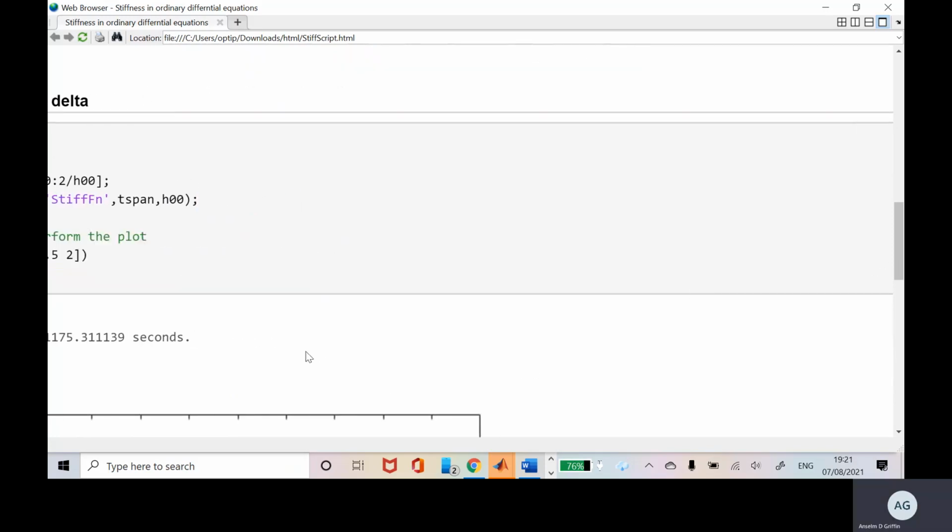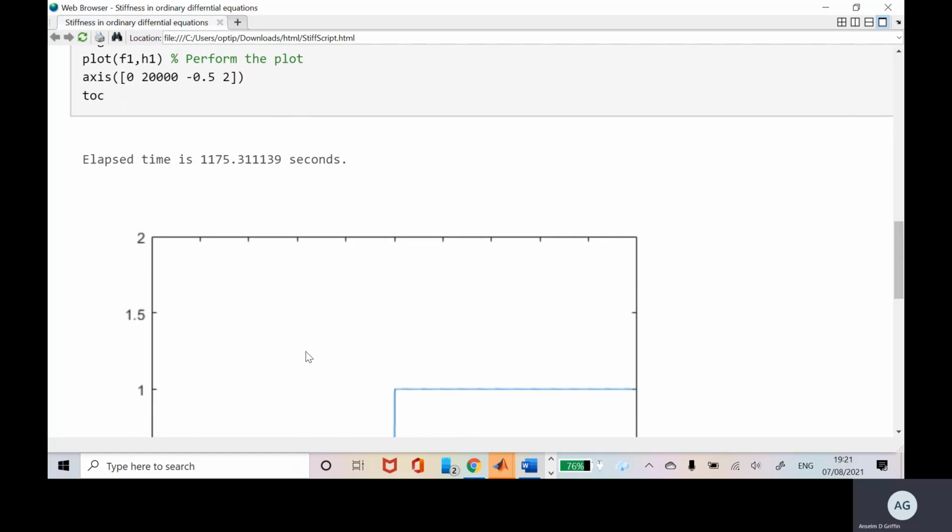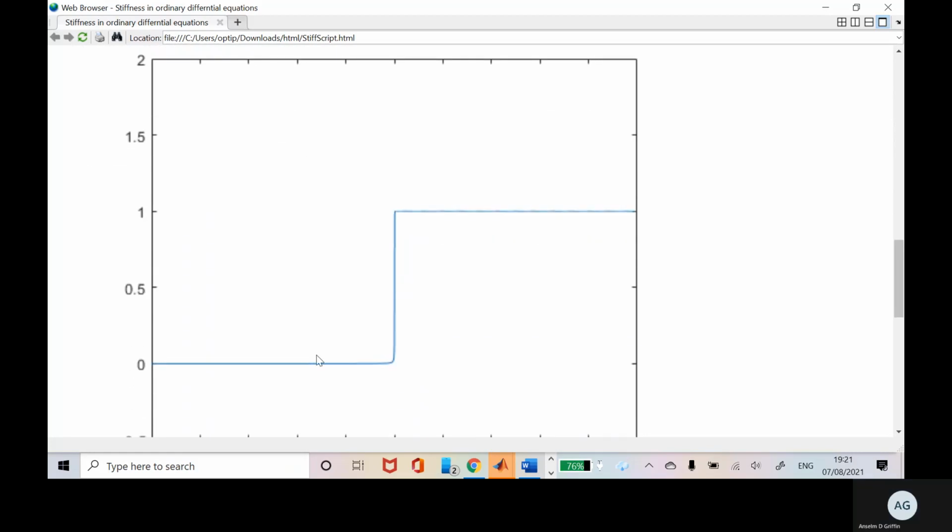Now, with Cleve's options, he would do it much quicker. And by the way, if you're doing this in Matlab Online, it times out, because I think there's a limit of around 300 seconds. There is the plot that you get with Cleve as well.